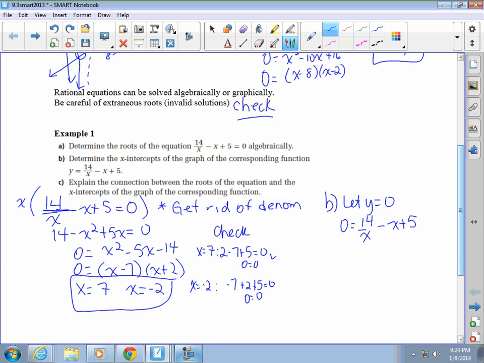So what is the connection between the roots of the equation and the x-intercepts of the graph that go with them? X-intercepts and roots are the same thing, which if you remember is what we were talking about a few chapters back. So your roots, your solutions, and your x-intercepts all mean the same thing. They're going to solve the graph for you.